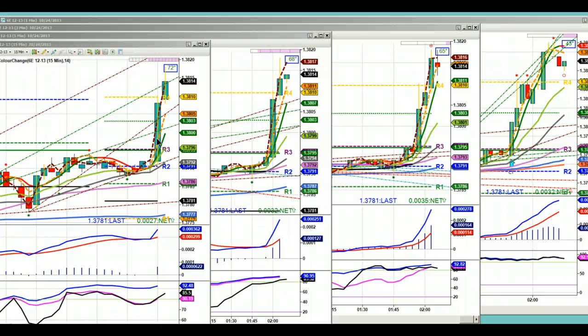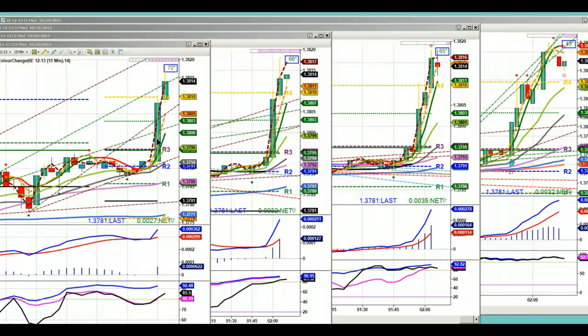How often during the day do you see the price match up so well? I can't really say that because it's basically going to happen on most of the trend moves. Okay, most of the trend moves.